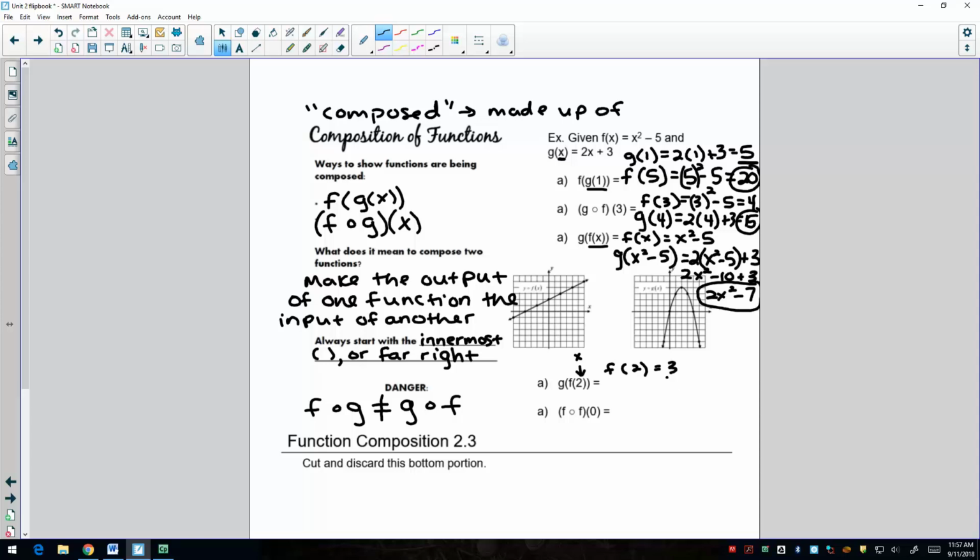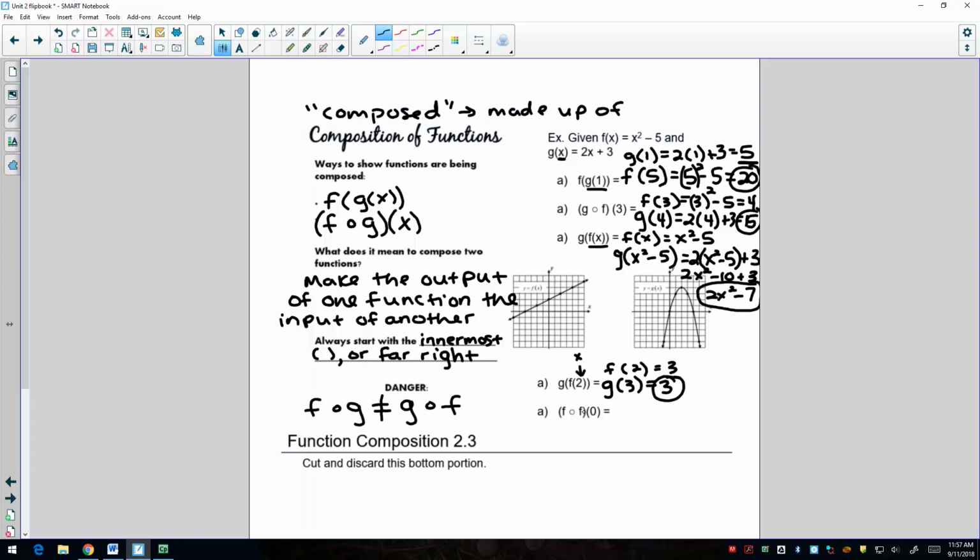Now the output becomes the second function's input. So now I'm going to find what g of 3 is. Well, remember, g is this graph. So if I go over to g's input of 3, his output is also up here at 3. So my final answer is 3.